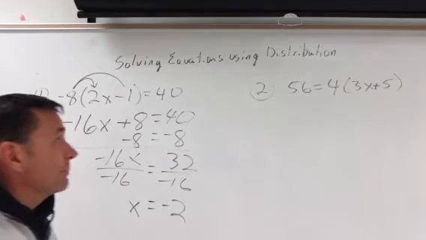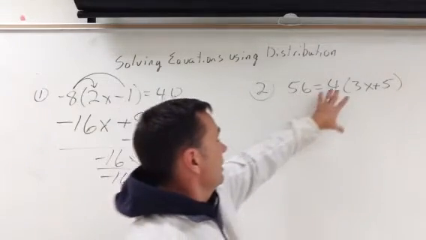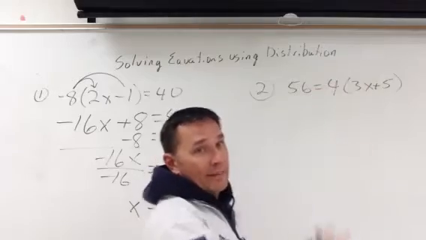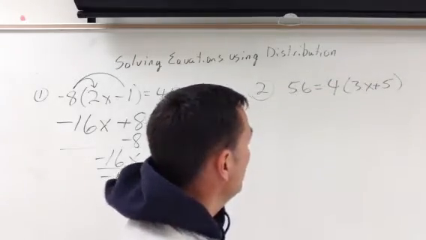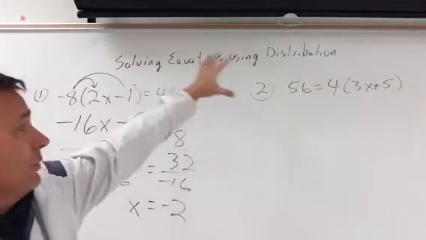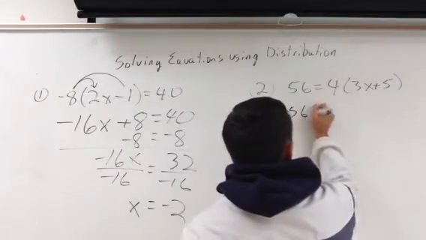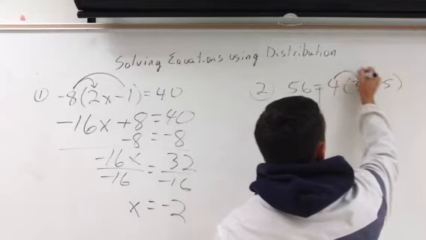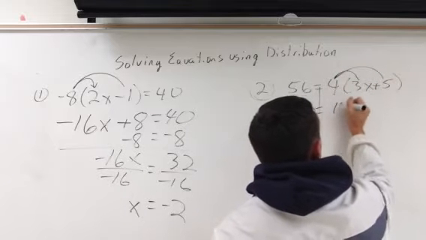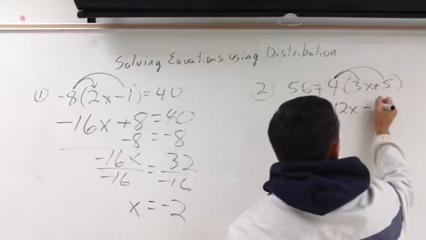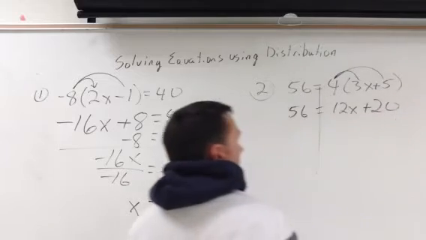We look over at the second problem. Very similar, except the variables are on the right side of the equal sign. We want to do the same thing. Again, I would always look to distribute first. 4 times 3x is 12x. 4 times 5 is 20.